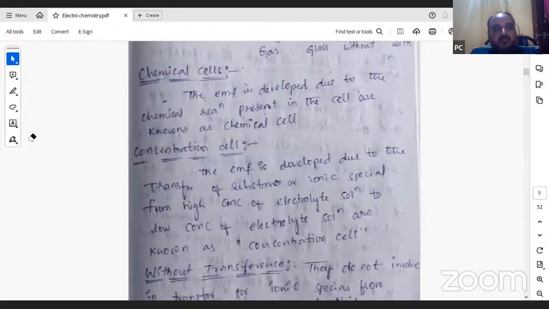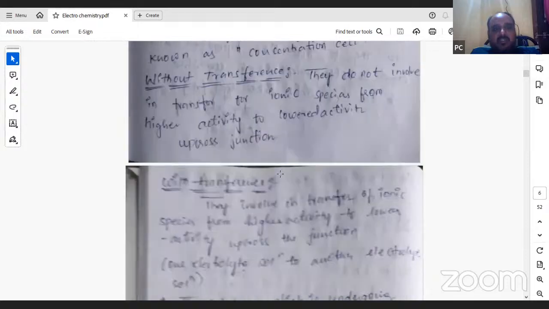Then we were discussing without transference and with transference. What is the meaning of without transference? It means there is no direct transfer of any ionic species from one electrolyte solution to the other electrolyte solution. Two electrolyte solutions will be there. The EMF will be developed, but there is no direct transfer of substance from one electrolyte to another. That is without transference. With transference, there is a direct transfer from one electrolyte to the other, for example, cations are transferred or anions are transferred.